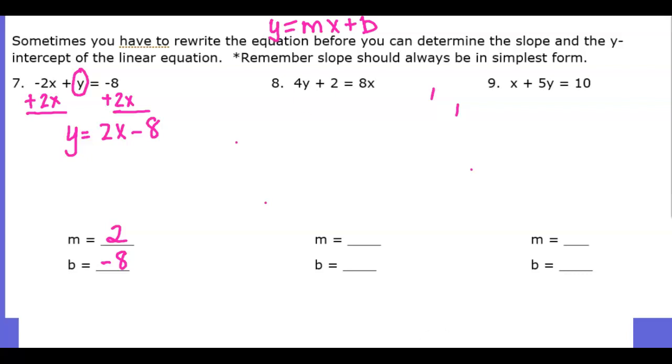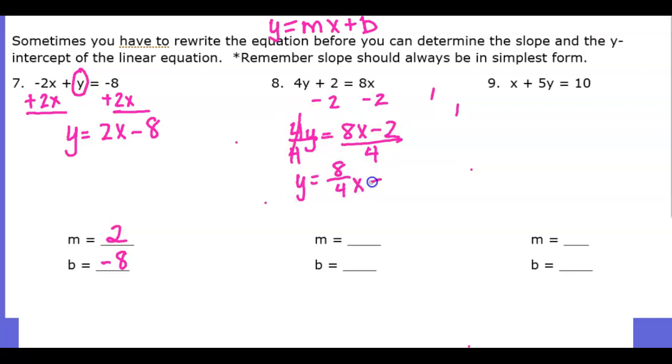All right. Number 8, if I get y by itself, I'm going to start out by subtracting 2. And I get 4y is equal to 8x minus 2, okay? But I need to solve for y, so I'm going to divide everything by 4, okay? Which is equivalent to y is equal to 8/4 x minus 2/4, which can simplify to be y is equal to 2x minus 1/2. So our slope now is 2. Our y-intercept is negative 1/2.